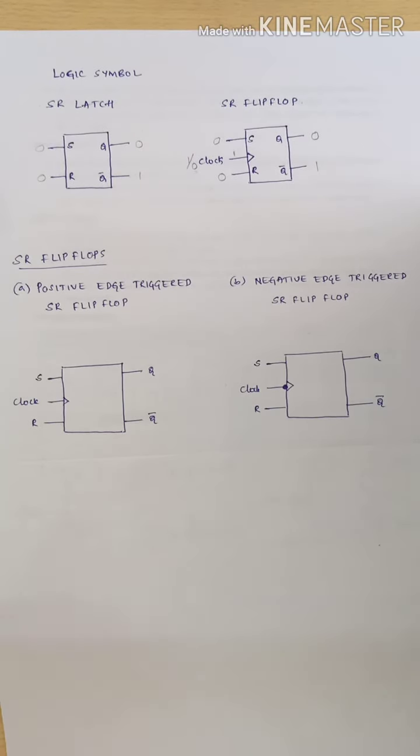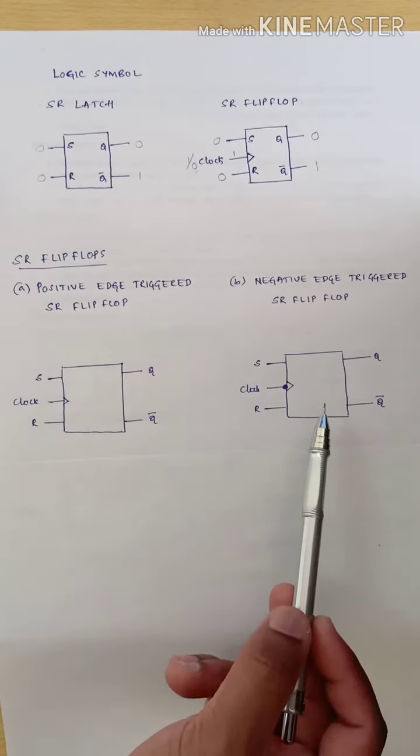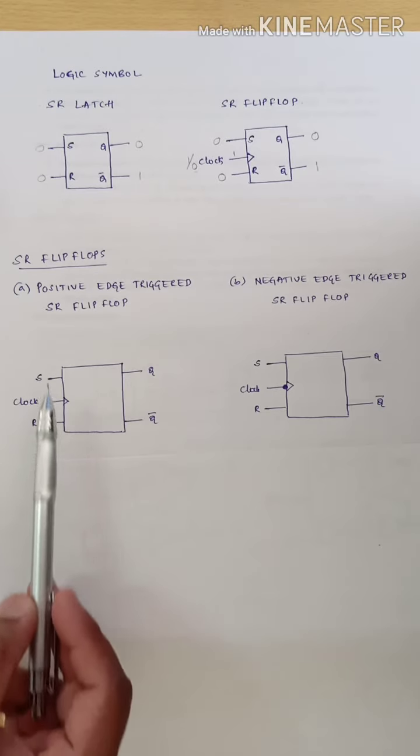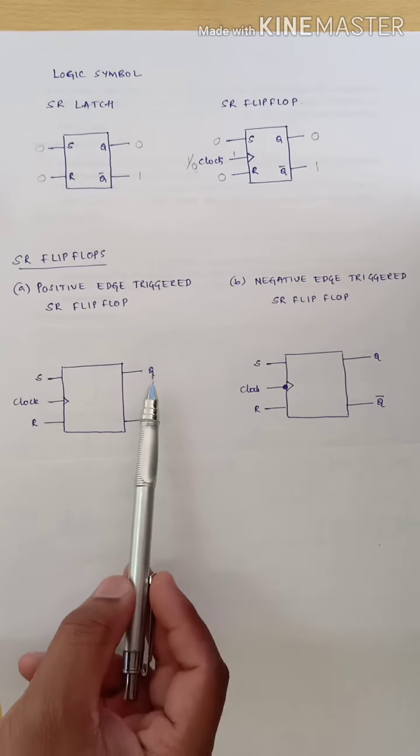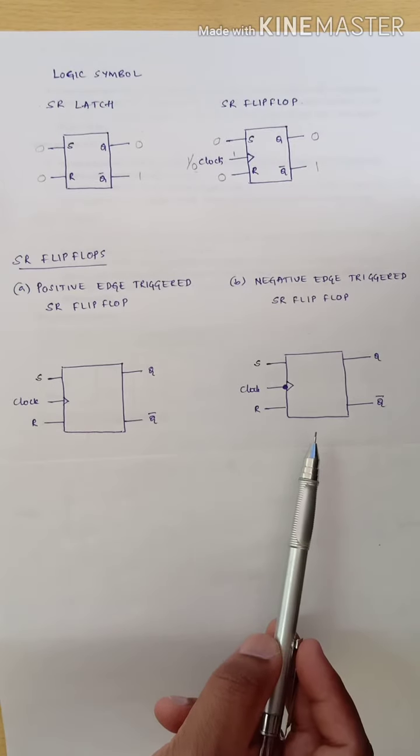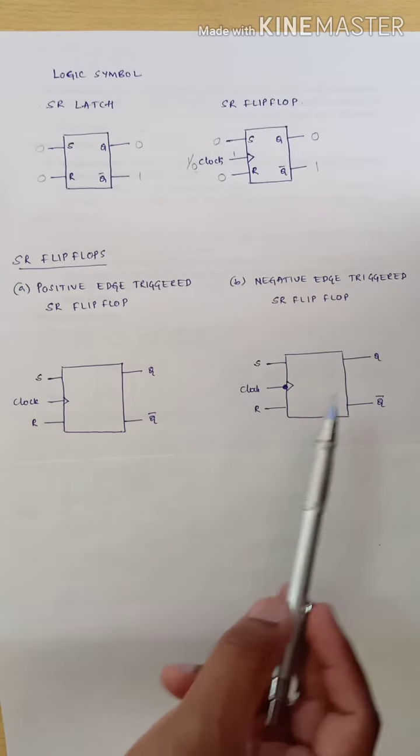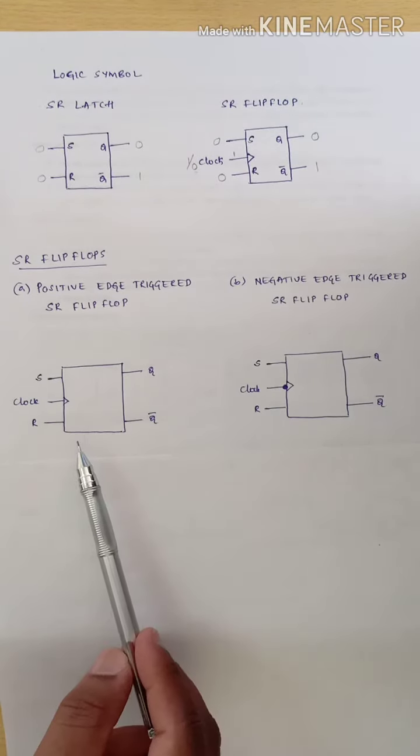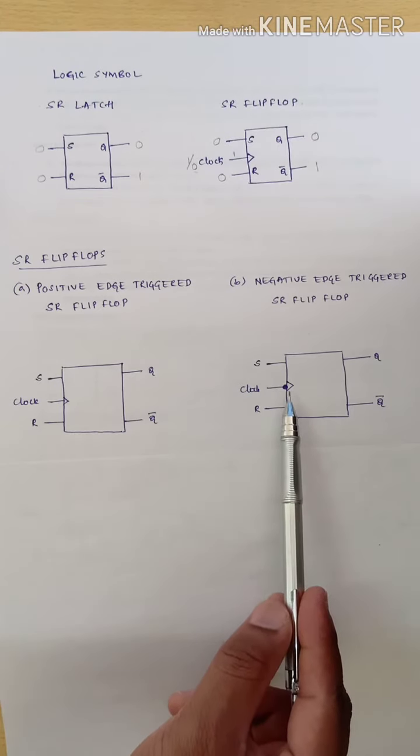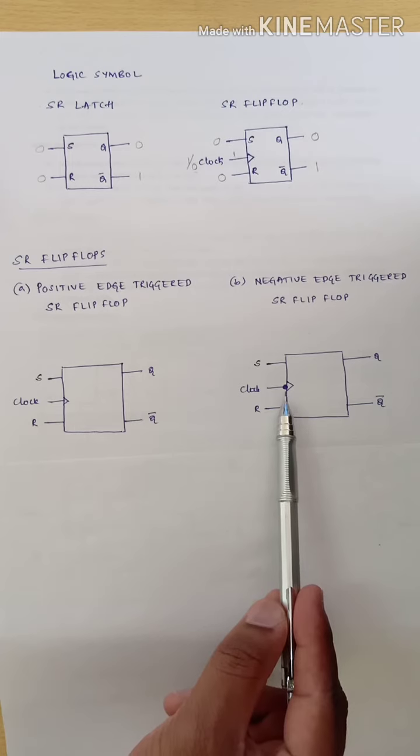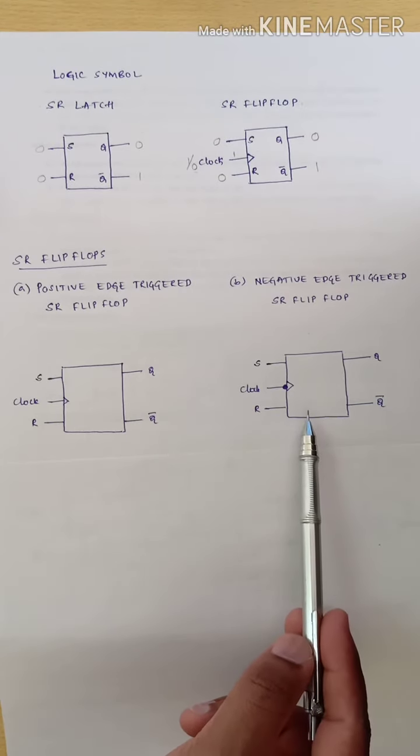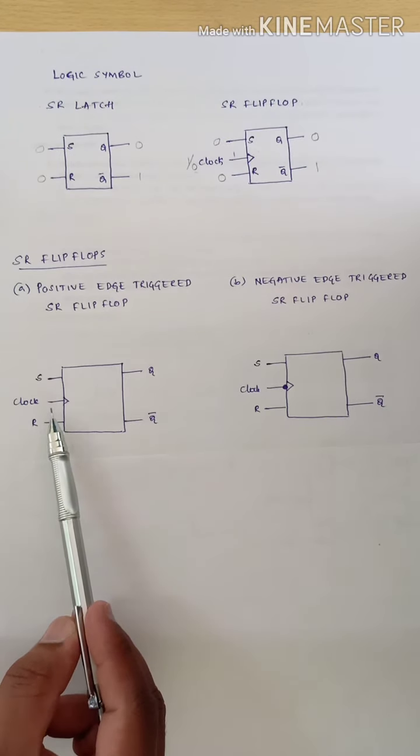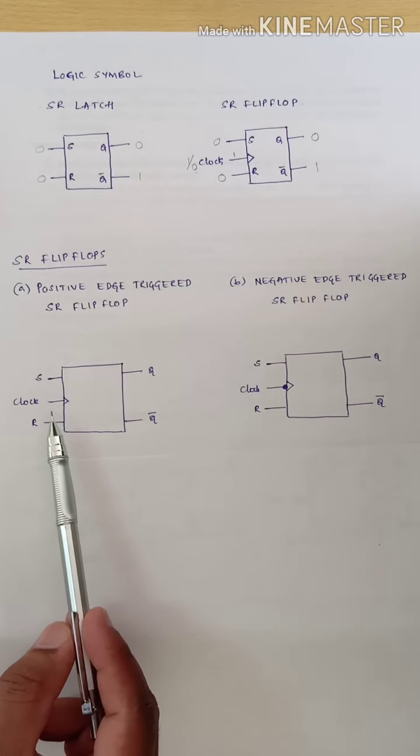The logical symbols for both the positive edge triggered SR flip-flop and the negative edge triggered SR flip-flop are shown here. In the case of the positive edge triggered SR flip-flop, you have three inputs S, R and a clock, and two outputs Q and Q bar. For a negative edge triggered SR flip-flop, you again have three inputs S, R and a clock, and two outputs Q and Q bar. The difference between these two is the bubble. Here you can see the bubble. The presence of this bubble at the clock input side is a negative edge triggered SR flip-flop, and the absence of that bubble at the clock input is a positive edge triggered SR flip-flop.